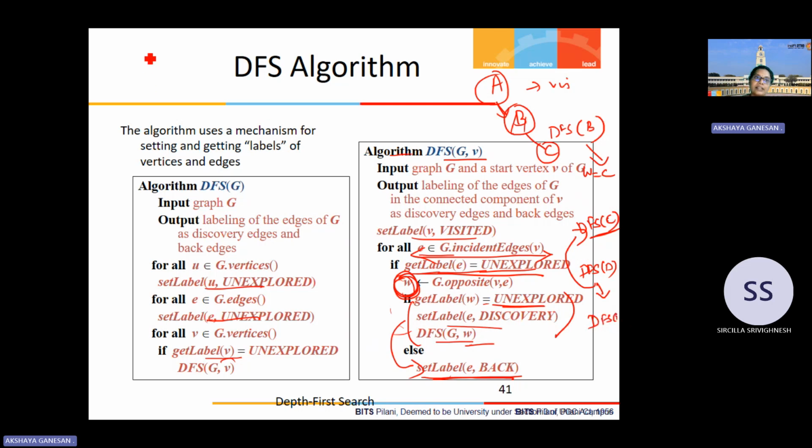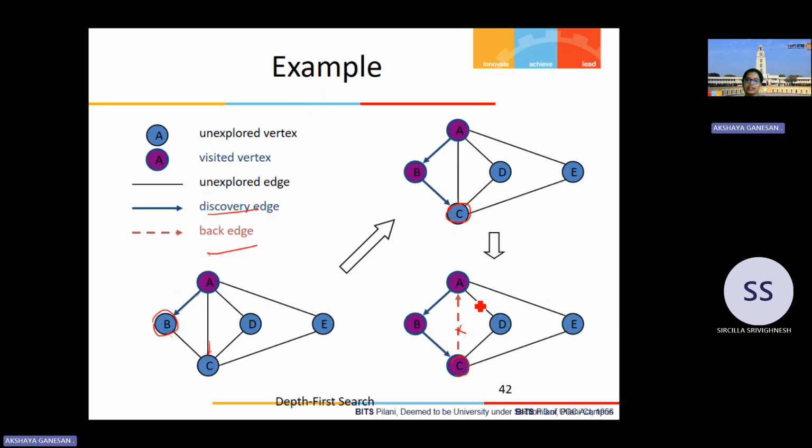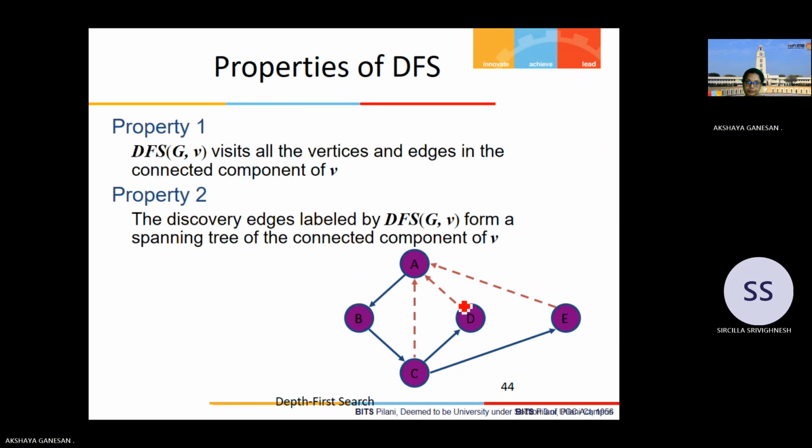So it will be like this. DFS of A will call DFS of B. DFS of B calls DFS of C. DFS of C will call DFS of D as well as DFS of E. Now this returns back to C. C has completed everything, returns back to B. B has completed everything, it will return back to A. So it's a recursive method. That's how it is completed.